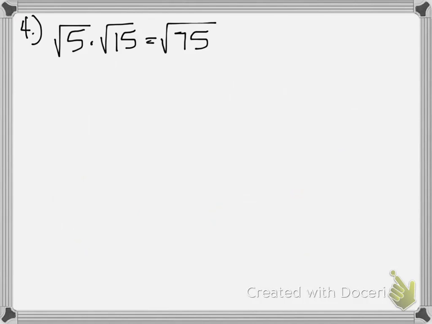We have the square root of 5 times the square root of 15, and the directions say multiply and then simplify by factoring if possible. Okay, so 5 and 15, neither one of those is a perfect square, and neither one has perfect square factors. If they did, we could simplify first, then multiply, or you can multiply, then simplify, kind of like fractions. You can multiply them together, then reduce, or you can cross-cancel and then multiply. So we're going to multiply. 5 times 15 is 75. So now I have the square root of 75.